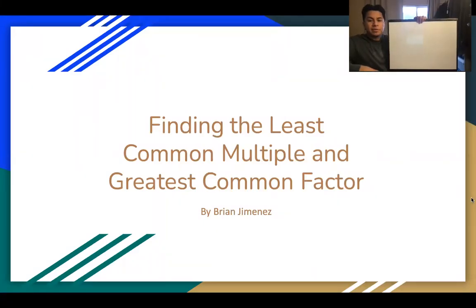Hello class, my name is Brian Jimenez and today I will be presenting to you guys the method of finding the least common multiple and the greatest common factor. And I will be doing this via this board, which hopefully you guys could see properly. My apologies if it's not good enough, but I'll try my best.